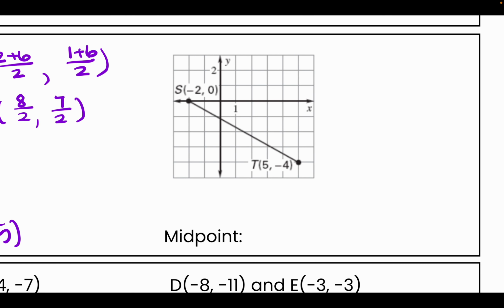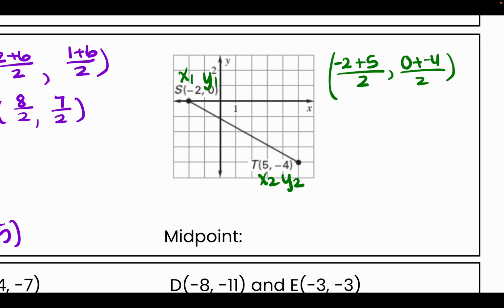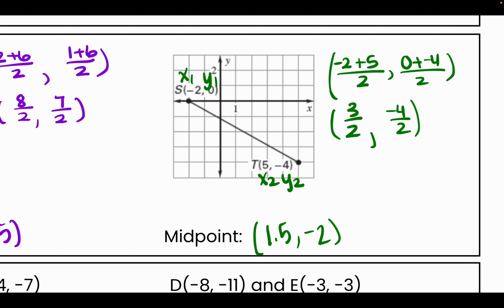Okay, next picture. So let's get our x1, y1, x2, y2. So our x-coordinate: -2 plus 5 over 2. Y-coordinate is 0 plus -4 over 2. So we get 3 divided by 2, and then we have -4 divided by 2. Divide them both by 2, so our midpoint is 1.5, -2. So 1.5, -2 would be right here on our graph, and that's the middle. That's our midpoint.